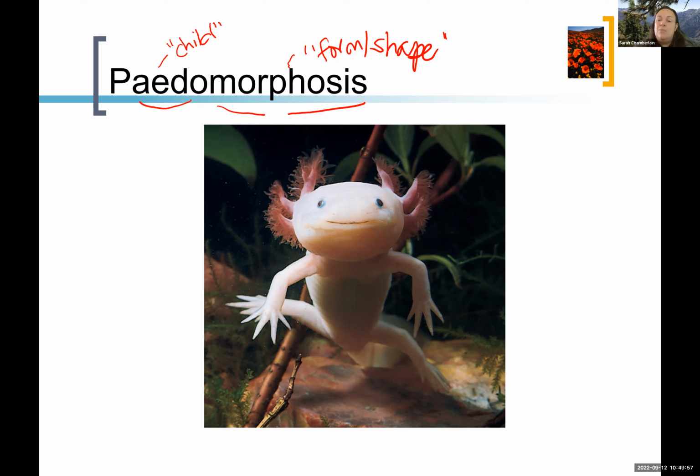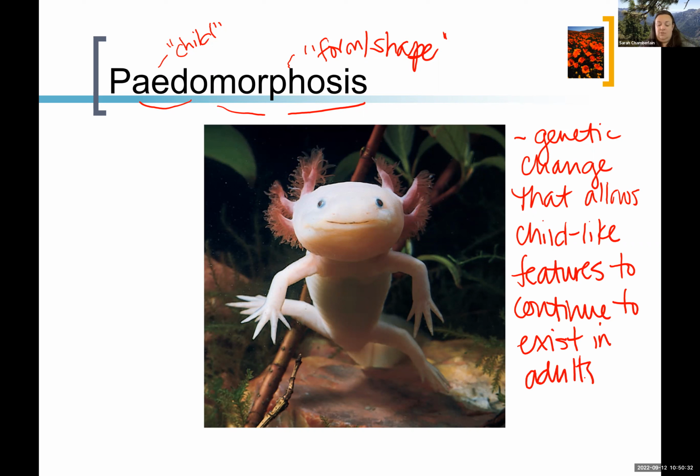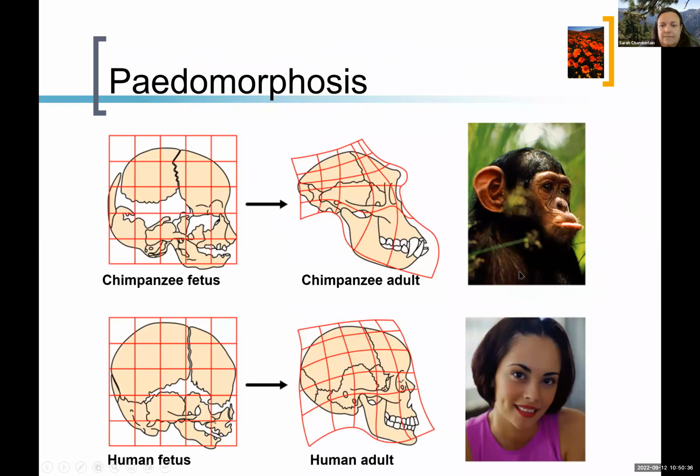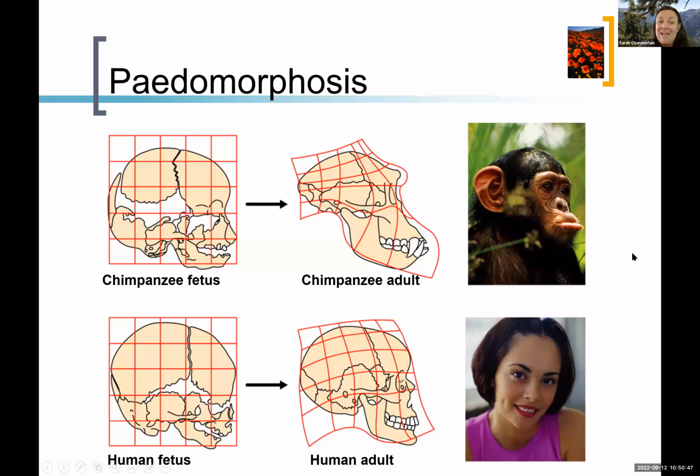And so typically what happens in pedomorphosis is there is some sort of genetic change. So a mutation, right? That allows childlike features to continue to exist in adults. I'm trying to pay attention to the time too. Yeah, I can finish this in 30 seconds, right? Childlike features existing in adults. So axolotls are a classic example of that, right? Humans, though, are another example of this, surprisingly enough.